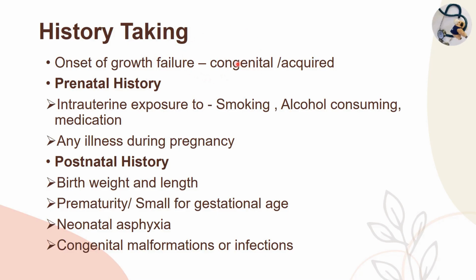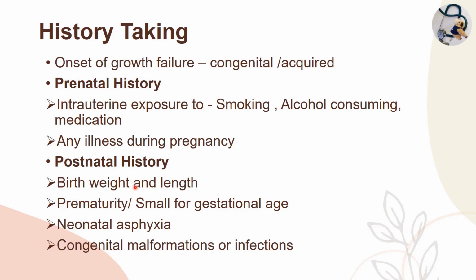When you take a history, see the onset of the growth failure, whether it is congenital or acquired, because this is going to give you a hint for the cause of failure to thrive. Then you take a prenatal or antenatal history. Any intrauterine conditions or exposures which are going to affect the fetus in the womb will be important. Some important points will be smoking, alcohol consumption in the mother, or any medication taken by the mother, and whether there were any chronic illnesses during the pregnancy like TORCH infection or any maternal renal failure, rheumatic heart disease. All these problems you have to see in detail.